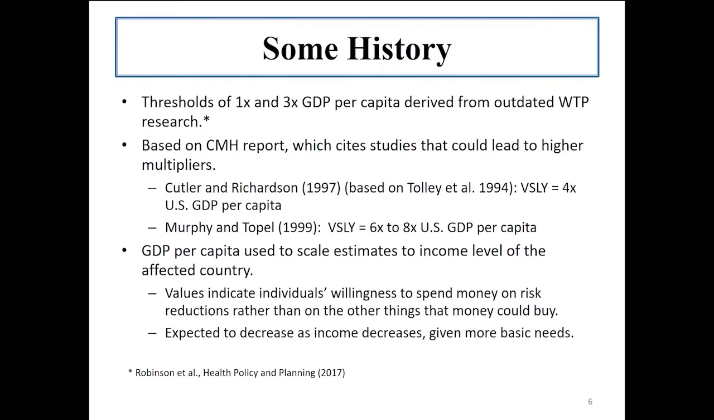And the issue is that because these values represent your willingness to pay for these small risk reductions instead of for all the other things you could spend that money on, we would expect that they would decrease as your income decreases, because as you get poorer and poorer, you're under more pressure to spend money on other things that are much more important than these very small risk reductions. So these multipliers are an attempt to take into account that relationship.